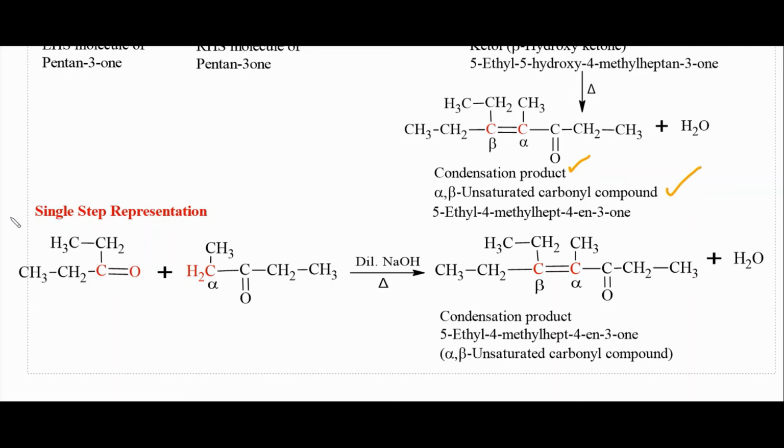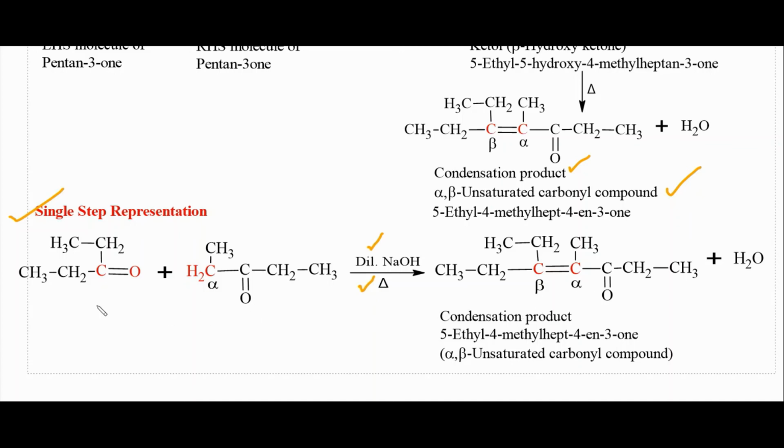Usually we write the aldol condensation reaction in a single step. When we write the aldol condensation reaction in a single step, we show the first step reagent, dilute NaOH, and the second step condition, heating, on the same arrow. Also, we skip the formation of the aldol and ketol. We directly write the final condensation product using the trick.